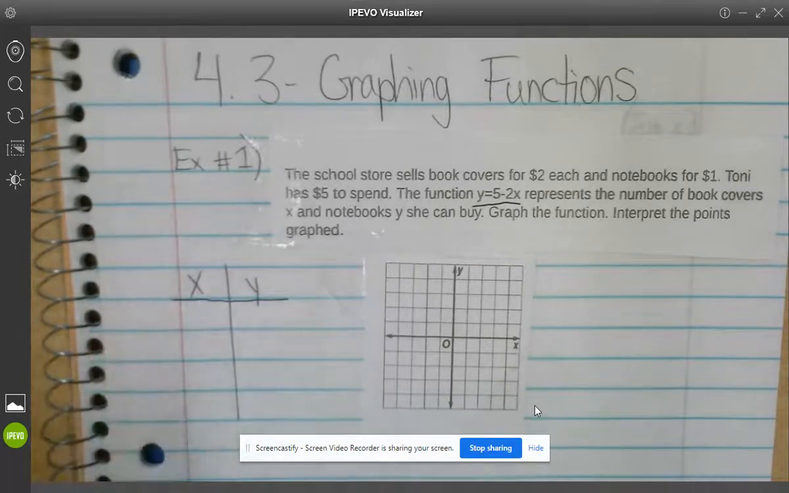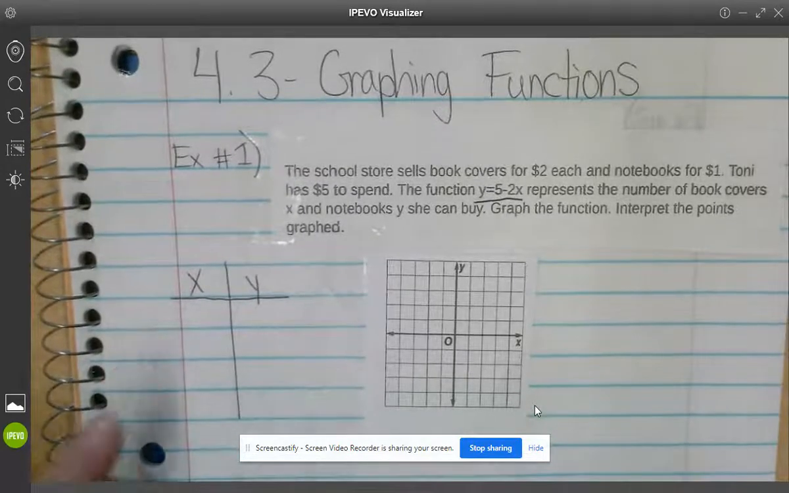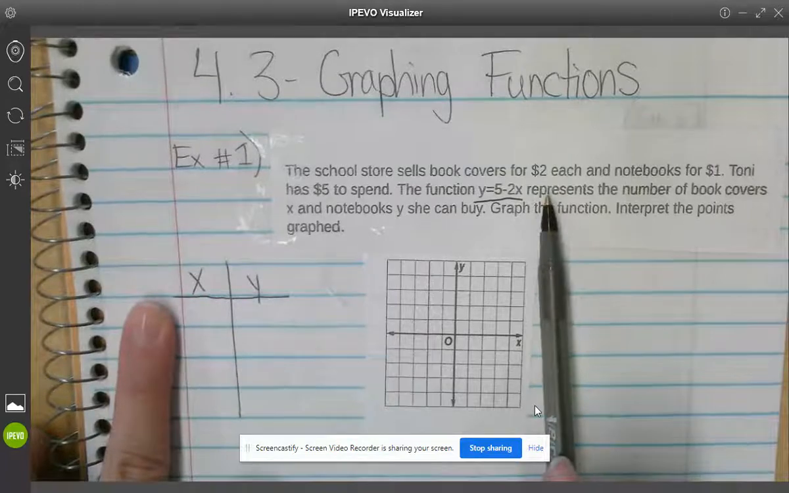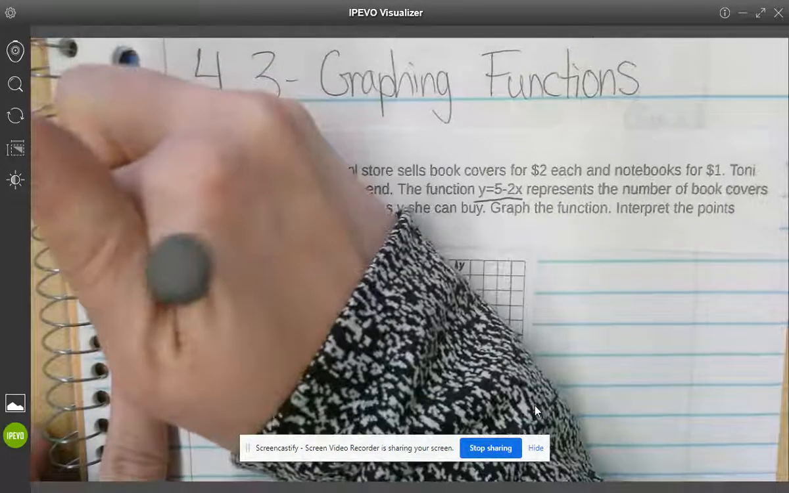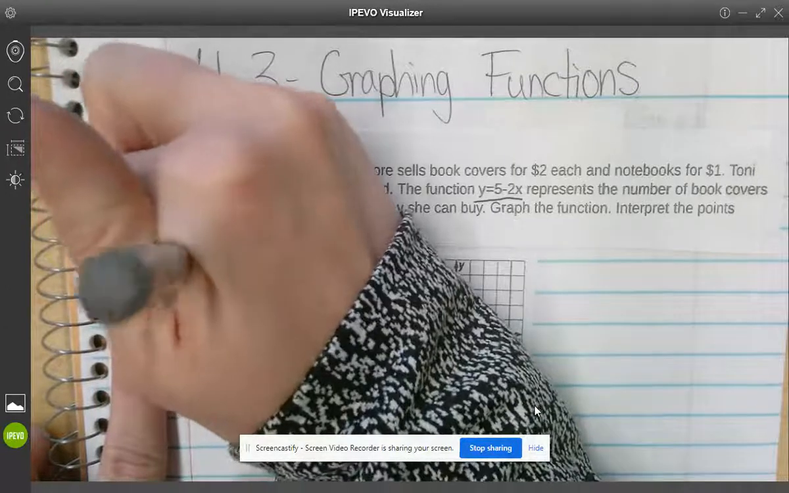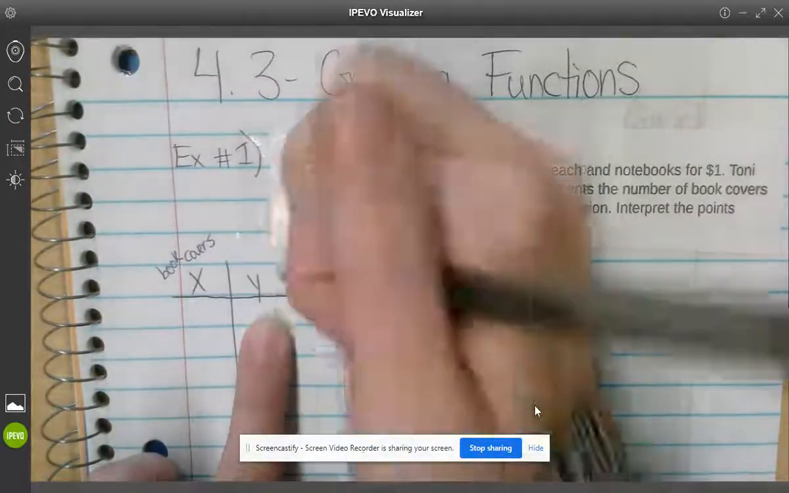We have to figure out what x and y are, so we can put numbers down that actually make sense. So what is x? If you read through this thing, the number of book covers x. So this is book covers. And y is notebooks.